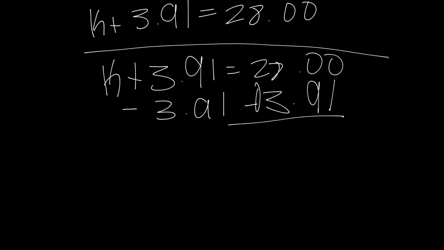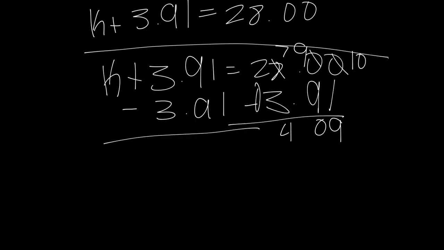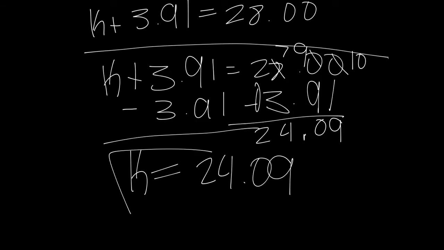And then you can't take anything from that, so it would be 9, 10, 7, 10 minus 1 is 9, 9 minus 9 is 0, 7 minus 3 is 4, and 2 minus 0 is 2. Then you bring your decimal down, so then K equals 24.09, and that's your answer.